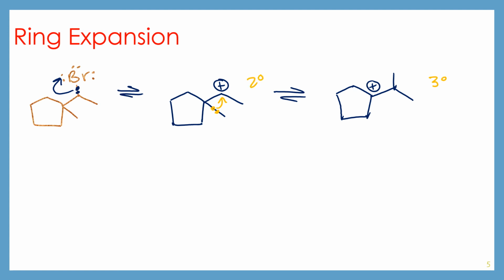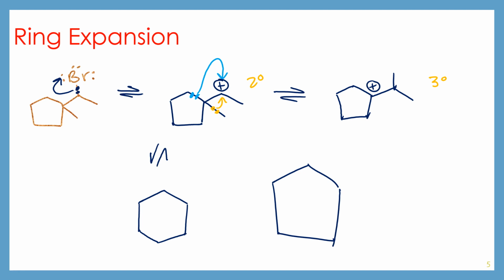But there's another option that we can do with this carbocation here. Let's grab a different color of ink. We can actually take this ring and open it up, because right now we have a 5-membered ring. But if we were to expand the ring, we can actually create a 6-membered ring. And this can be kind of difficult to imagine, so let me draw the 5-membered ring really nice and big real fast.